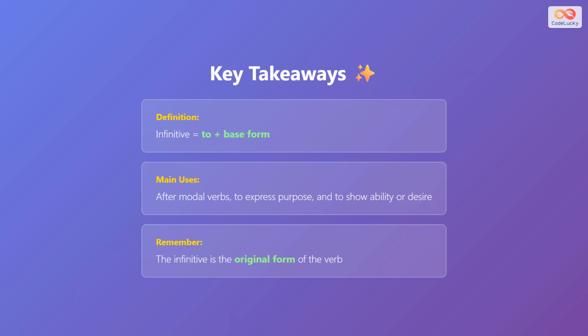Let's review the most important points about the infinitive. The infinitive is the base form of a verb with the word to in front of it. We use it after modal verbs and to express purpose. The infinitive is the original form of the verb before any changes. Remember these key points, and you will be able to use the infinitive correctly in English sentences. Practice using infinitives in your daily English learning.